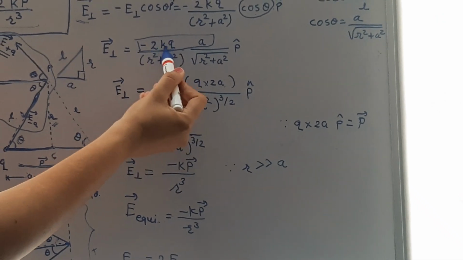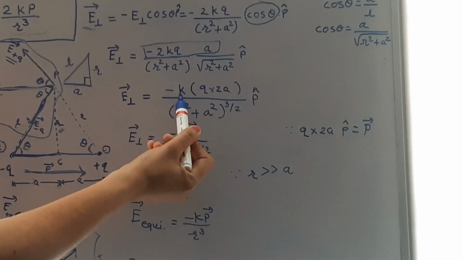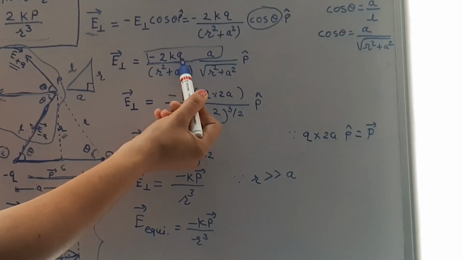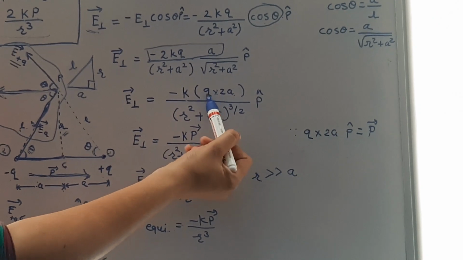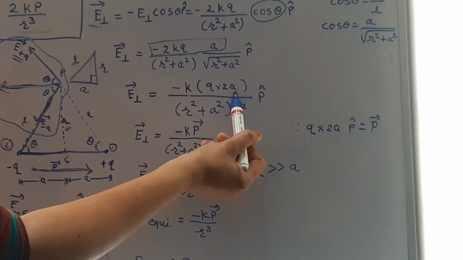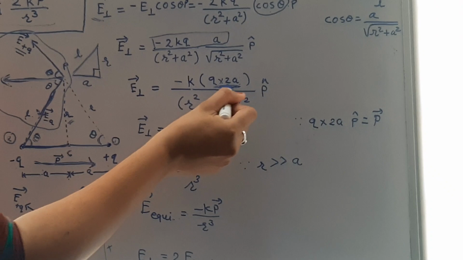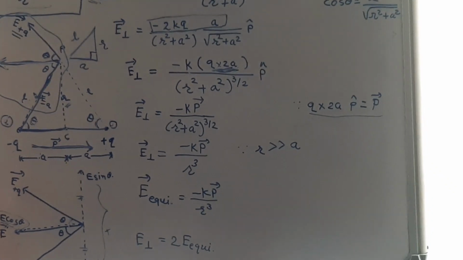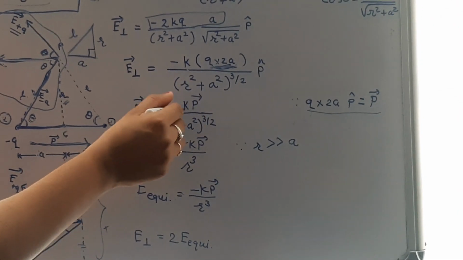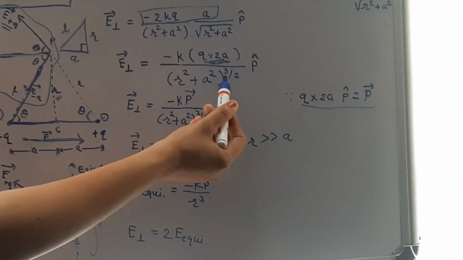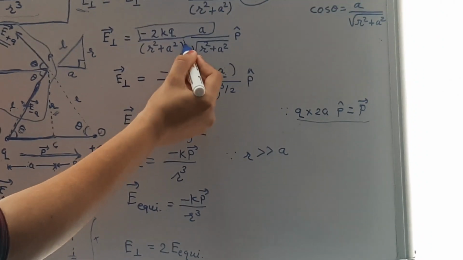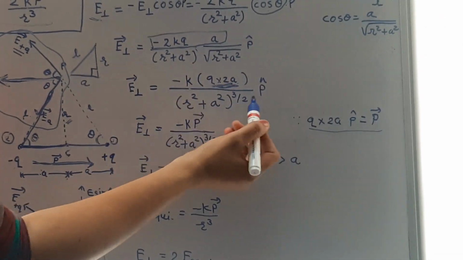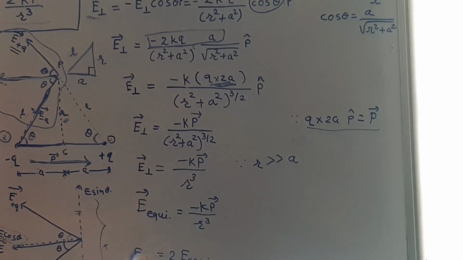Okay, now see, I can write this term like this, minus k common. I am writing it outside the bracket, and 2q multiplied by a, that is, q multiplied by 2a, that is the dipole moment. So I have written here, see, in the vector form, dipole moment p vector, minus k upon r square plus a square. See, here 1 power and here it has 1 by 2 power. So 1 plus 1 by 2 is 3 by 2. So r square plus a square is to the power 3 by 2.